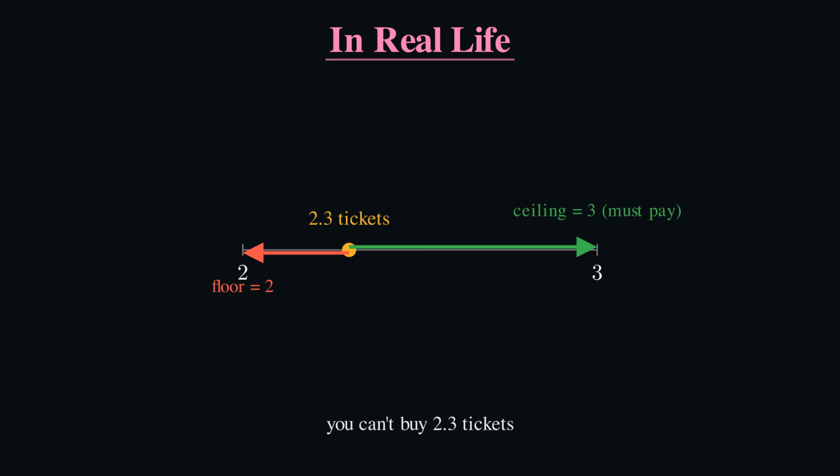The ceiling rounds you up to 3, what you must pay for. The floor rounds you down to 2, like the whole dollars you actually keep. Same number, two honest roundings.